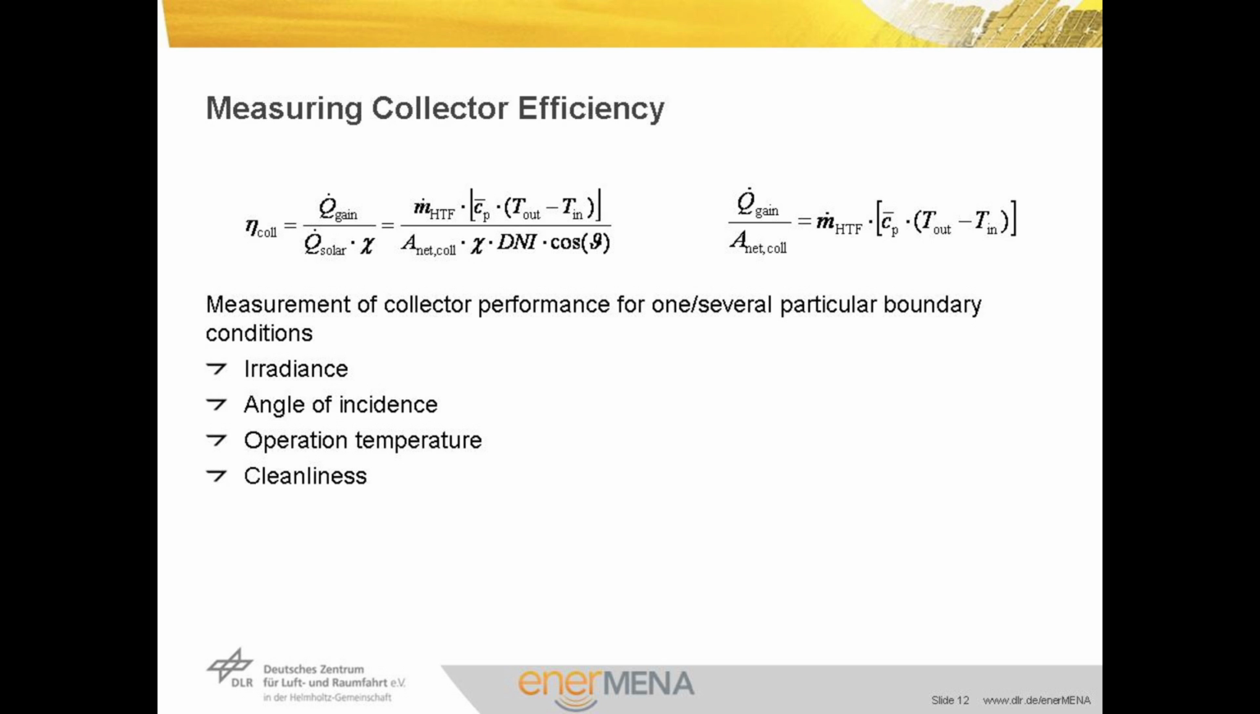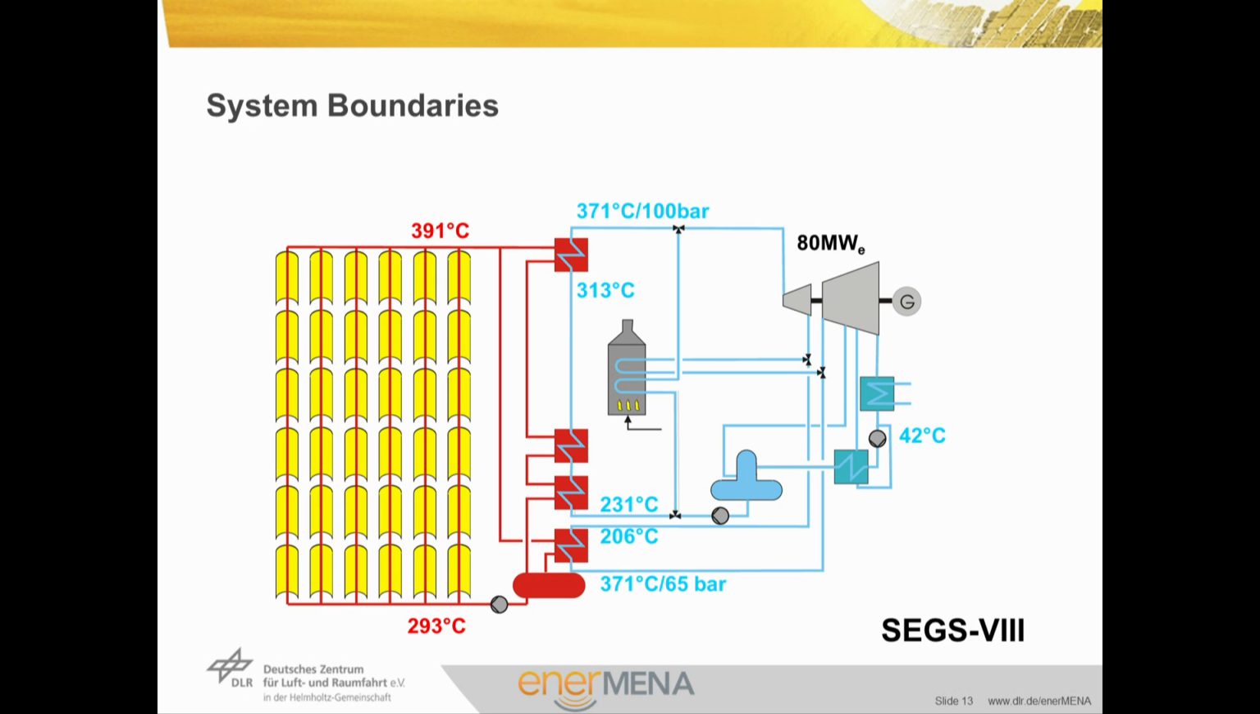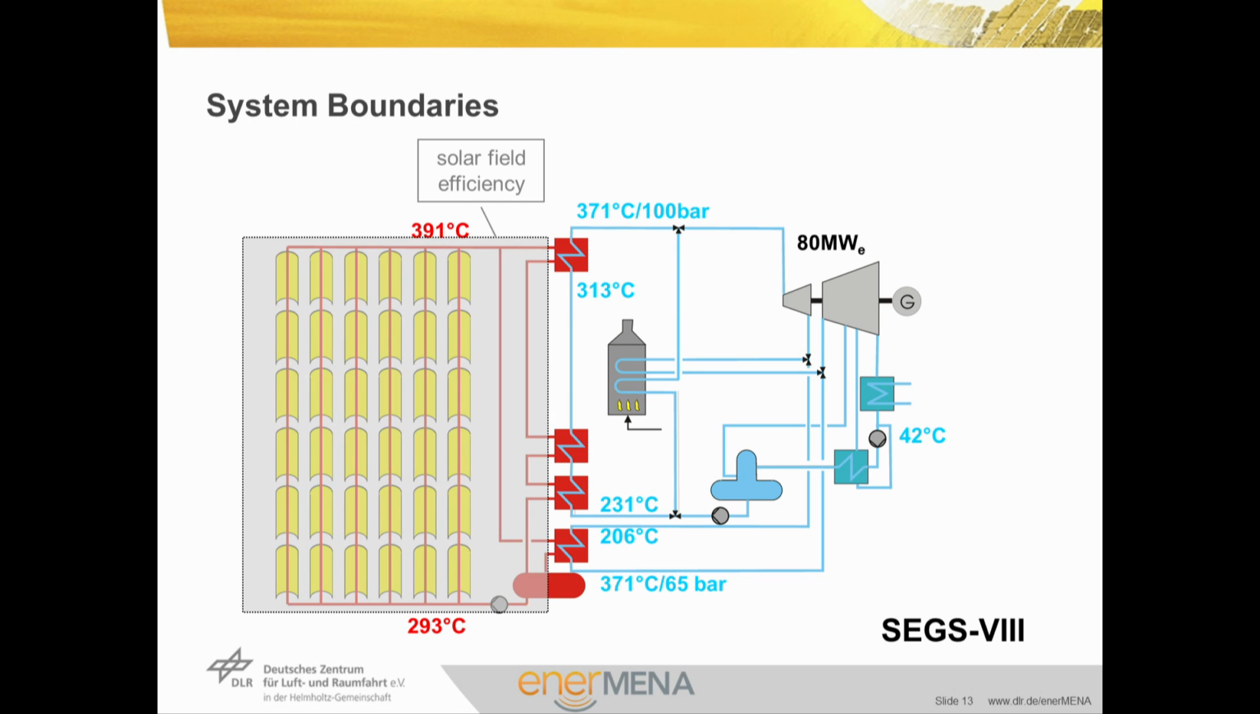These performance tests are usually carried out for a set of particular boundary conditions. These comprise the level of irradiance, angle of incidence, operation temperature, and collector cleanliness. Depending on the particular interest of the investigation, various systems, hence system boundaries, can be considered, ranging from a single collector or a loop to an entire solar field.